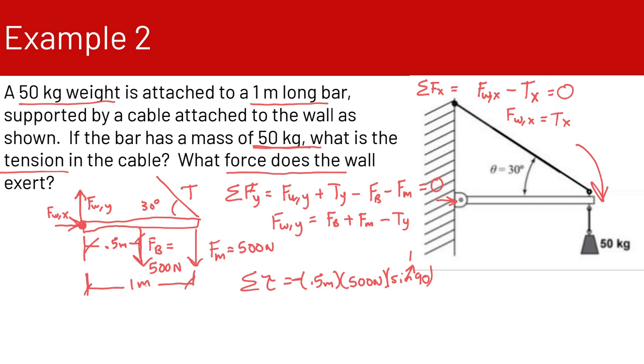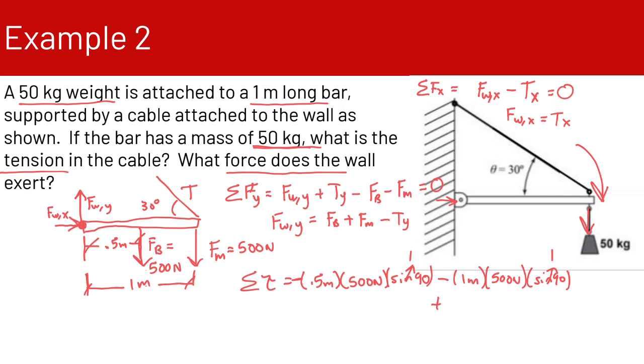Then we have another negative force, which is the hanging mass here. The hanging mass is going to make the bar move in a clockwise position. So it's all the way out at 1 meter times 500 newtons. And it is also working at a 90-degree angle, so that's also 1. Then plus we have the tension force.